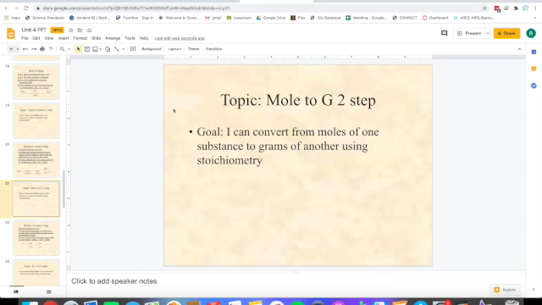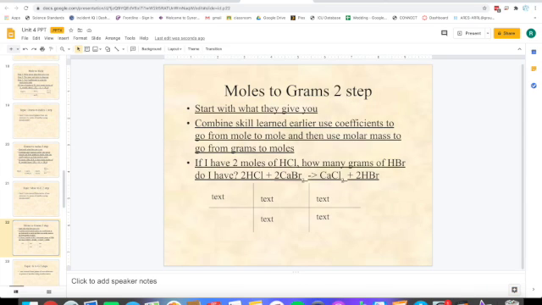So now we're going to talk about moles to grams two-step. That's your topic, and your goal is I can convert from moles of one substance to grams of another using stoichiometry. So the notes for this, moles to grams two-step. You start with what they give you.